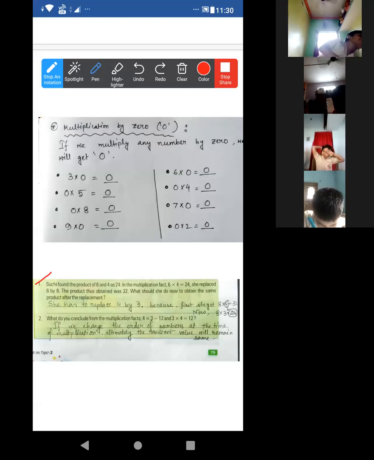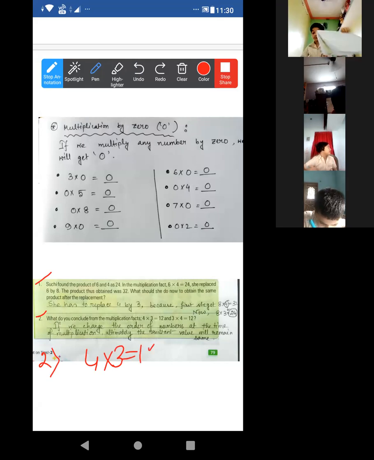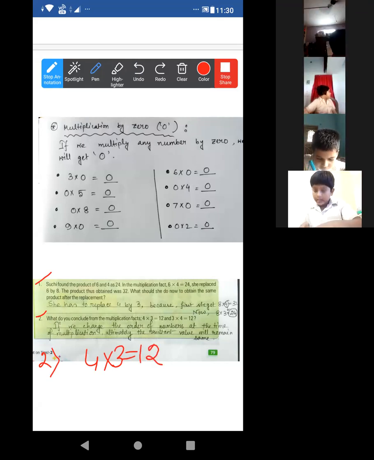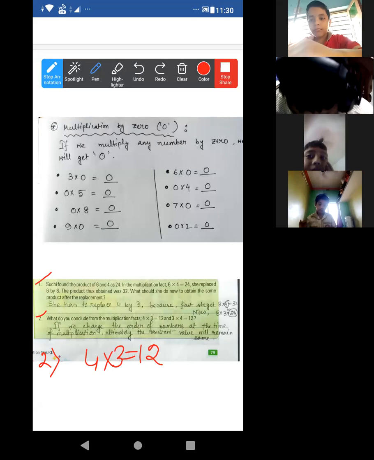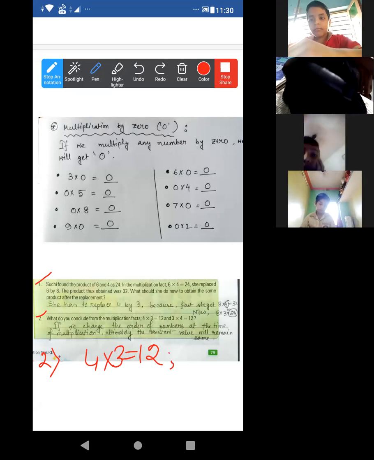Now the second one. What is to do in the second one? What do we conclude from the multiplication fact 4 into 3 is equal to 12? Let me explain. 4 into 3 is equal to 12 is given. And also 3 into 4 is equal to 12 is given.